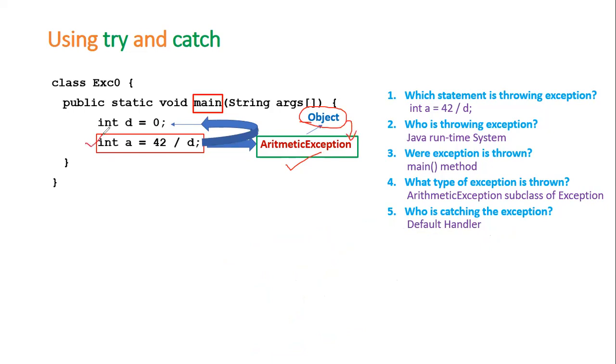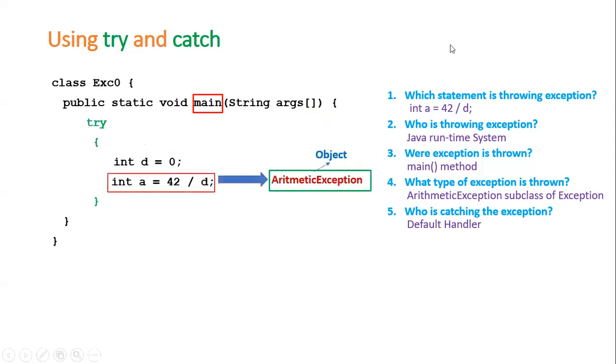So this statement is trying to throw an exception, and this statement is dependent on the previous statement. Therefore, in order to handle this exception, I need to place these two statements inside my try block. So how to write this try block? Try is a keyword. That's very, very important. It begins with an opening flower brace and ends with a closing flower brace.